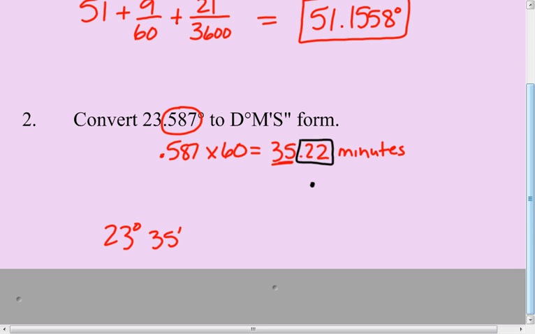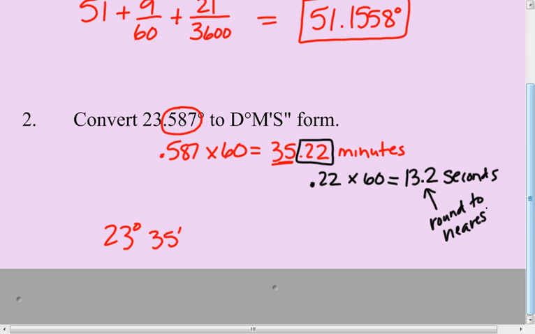So now I'm going from minutes to seconds, and there are 60 seconds in 1 minute. So I'm going to take 0.22 times 60, and that gives me 13.2. And this last number, this number right here, you will always round to the nearest whole number. Always round it to the nearest whole in the seconds term. So 13.2, instead of reporting it as 13.2, I will report it as 13 seconds. If it was 13.7, I would report it as 14 seconds.